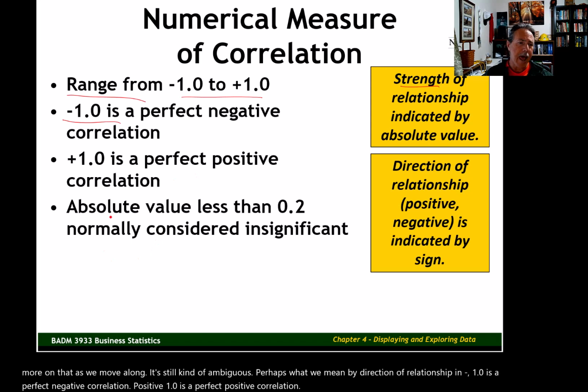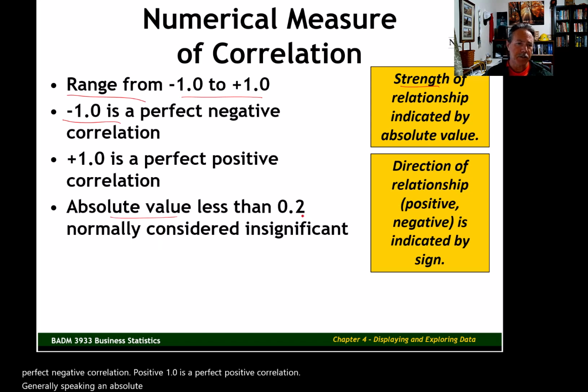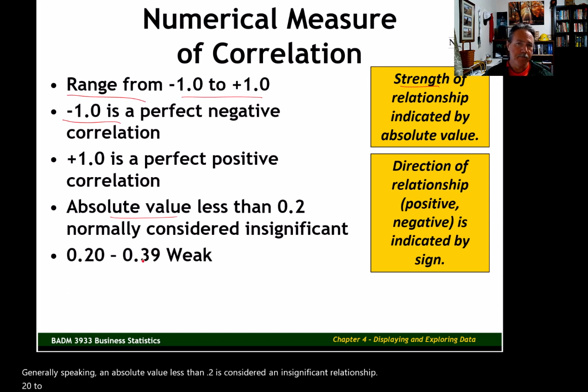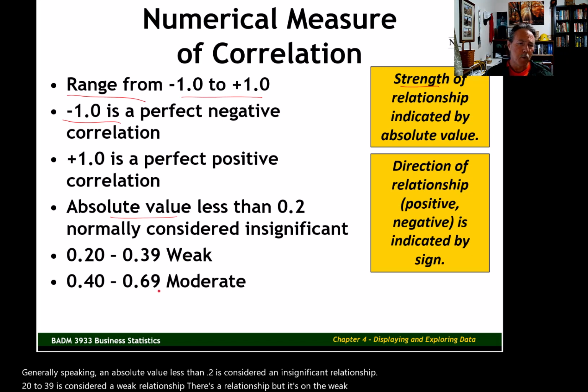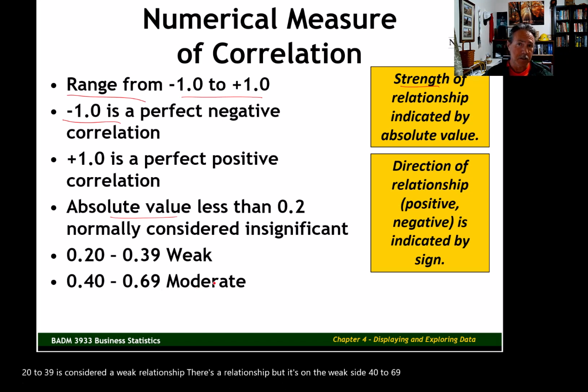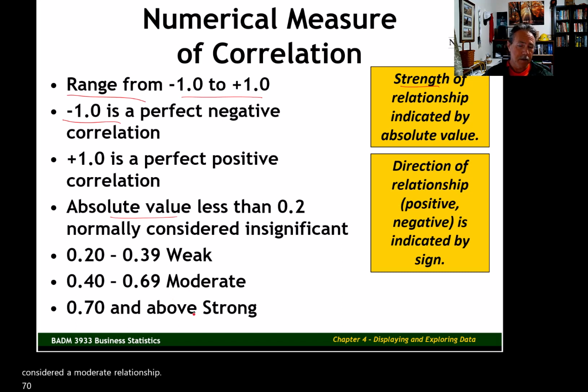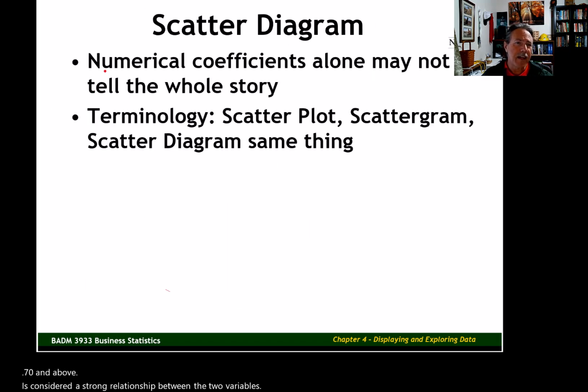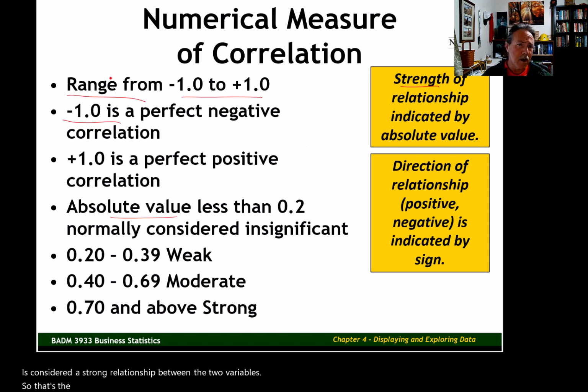Generally speaking, an absolute value less than 0.2 is considered an insignificant relationship. 0.20 to 0.39 is considered a weak relationship. There's a relationship, but it's on the weak side. 0.40 to 0.69 is considered a moderate relationship. 0.70 and above is considered a strong relationship between the two variables. So that's the numerical measure of correlation.